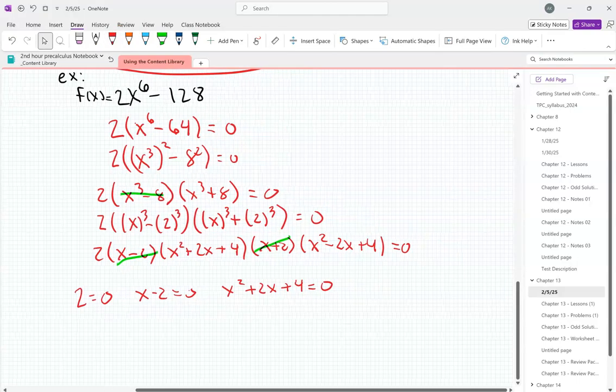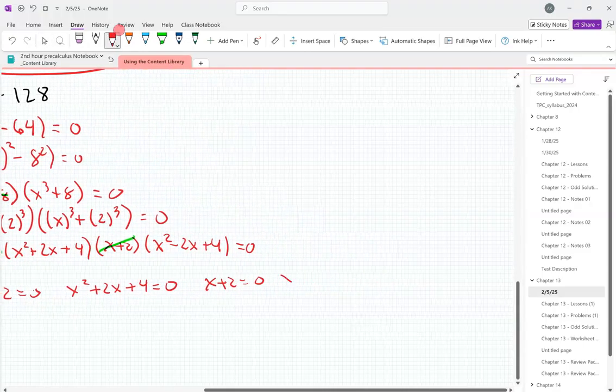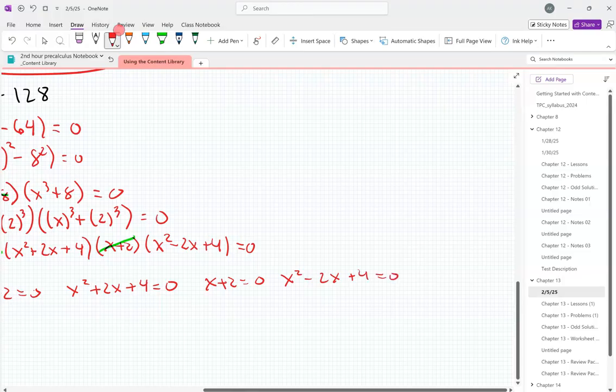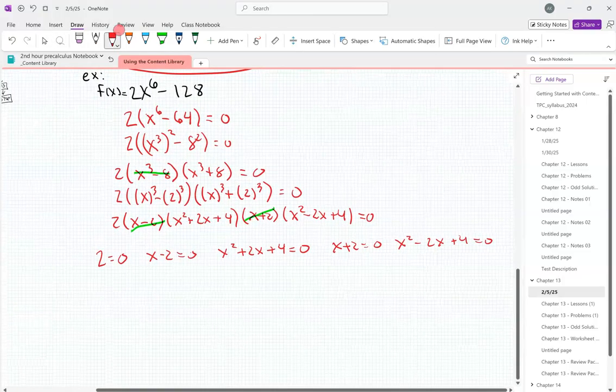What do you guys think about this flow chart? Is this nice? Yeah. Especially for these more complicated problems where there's a lot to do. It's pretty helpful.